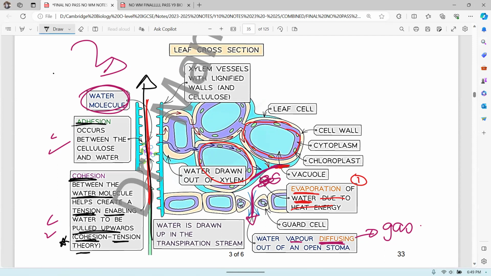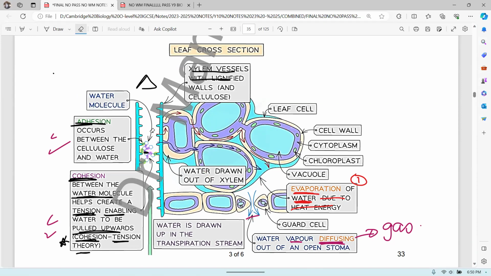Okay? The adhesion is attraction between the water and the cellulose or the walls of the xylem. These two things help the water to be pulled up together with the changes in pressure. Here are the xylem vessels with lignified walls and cellulose. The water, it is showing you the arrows. Look at the arrows. The water here will move from cell to cell.